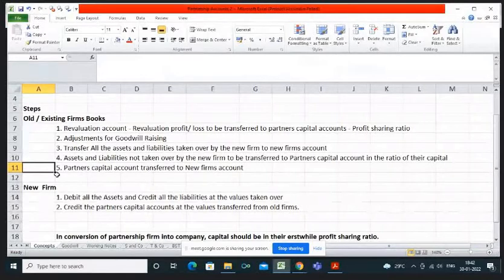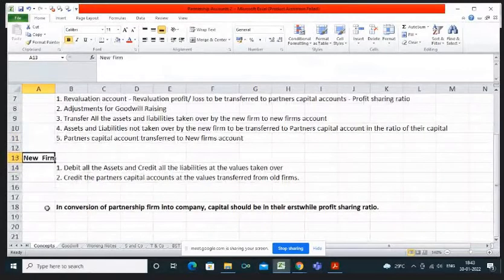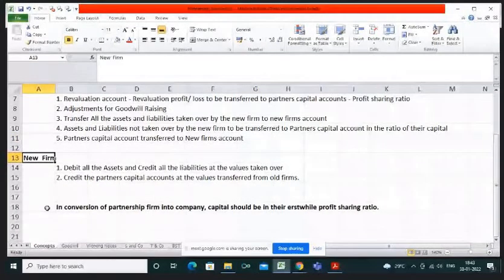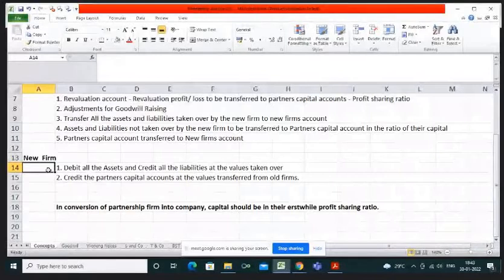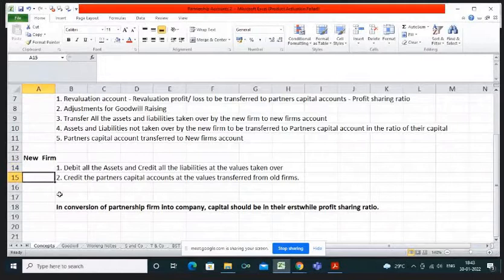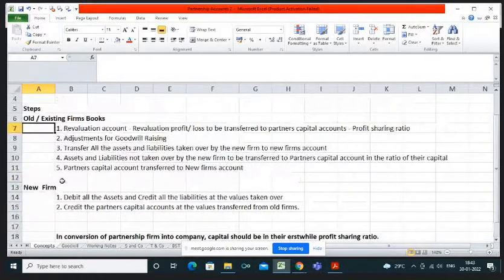Then the next step is in the case of the new firm. ABC & Co is a new firm, that is the amalgamated firm. What they need to do is debit all the assets and credit all the liabilities at the values taken over. And second, they need to credit the partners' capital accounts at the values transferred from the old firms. So these are the things the new firm has to do. So who has a lot of work? The old firm has a lot of work. The new firm has very little work.